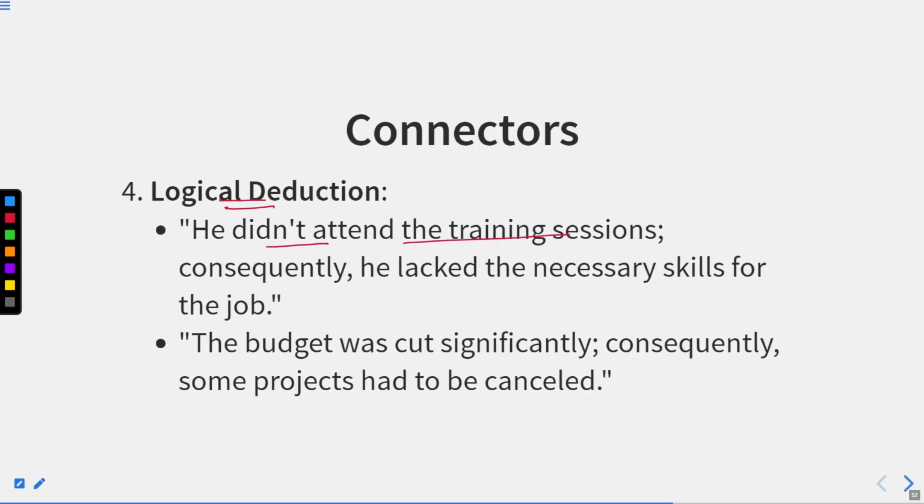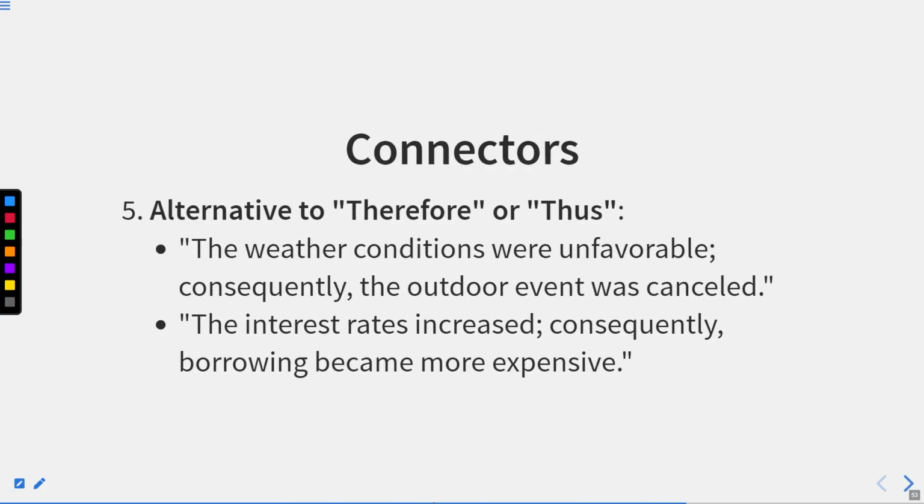Logical deduction. He didn't attend the training sessions. Consequently, he lacked the necessary skills for the job. The budget was cut significantly. Consequently, some projects had to be cancelled. So the budget was cut significantly. This is the reason for what? For the result that some projects had to be cancelled. So this is the effect that occurred just because of the budget cut, or the cut in the budget.